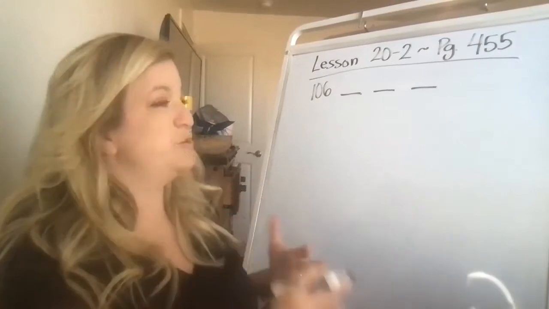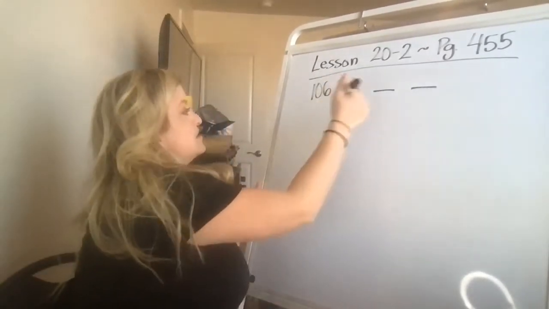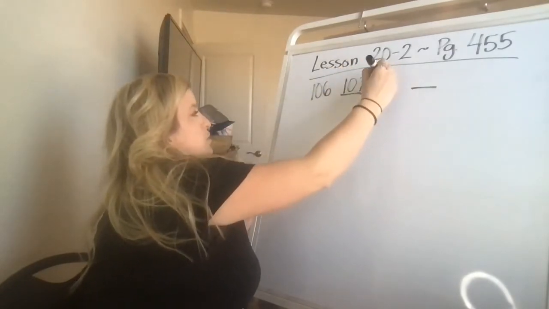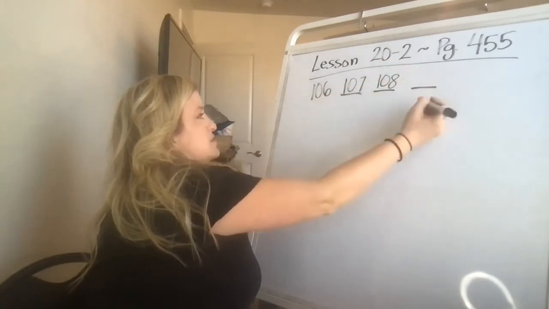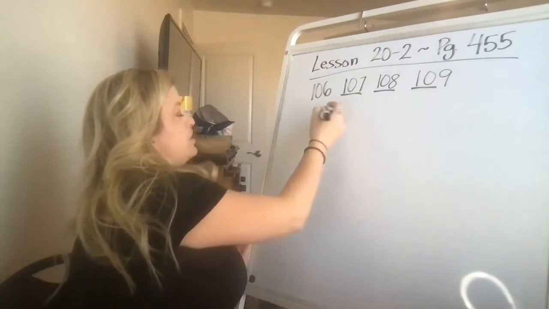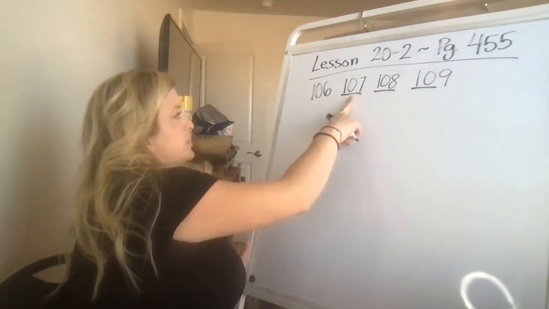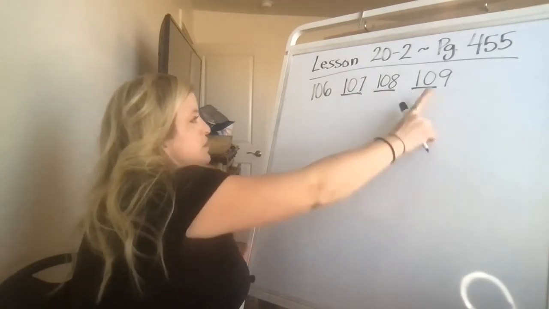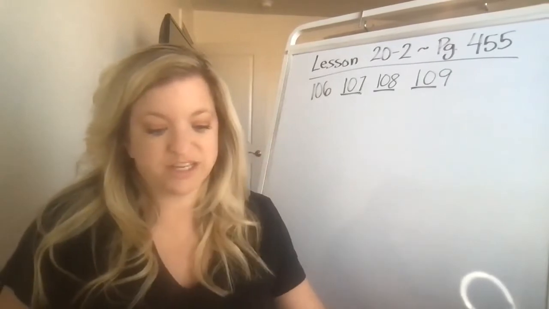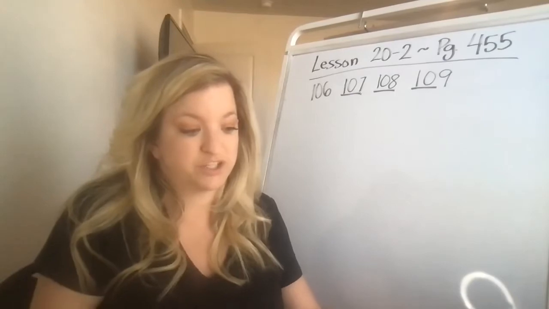So you can count on and figure this out. 106, 107, 108, 109. So I'm counting on 1, 2, 3 more spaces. 106, 107, 108, 109. Those would be the three numbers she says next. You could use counters. You could use a 120 chart.